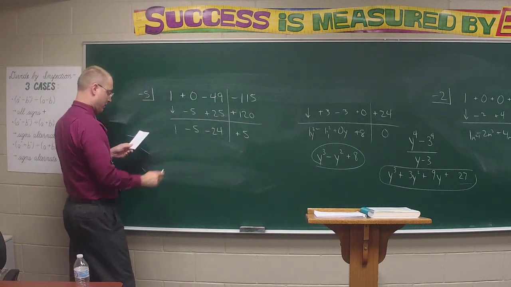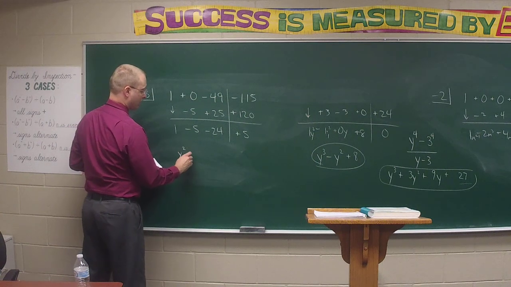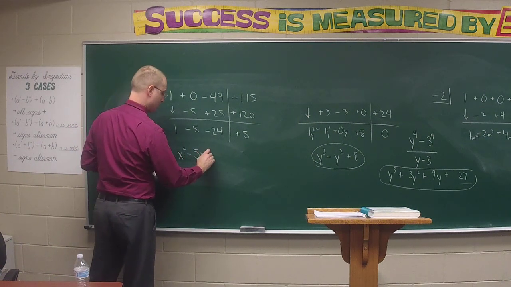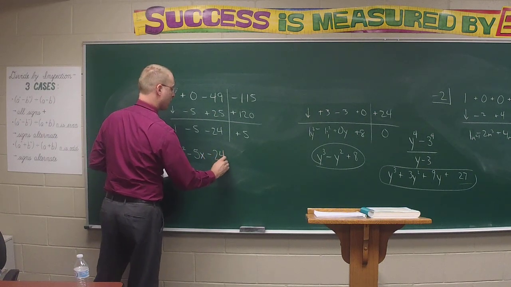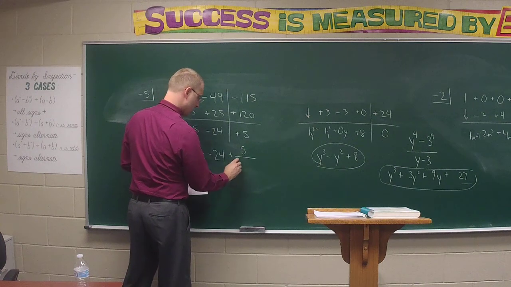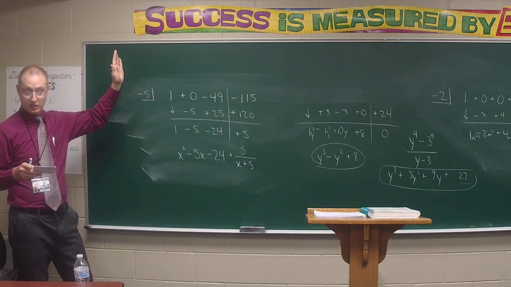How does the answer look? 1, or x squared, negative 5x, negative 24, plus 5 over x plus 5. And there we go. And how many had the same answer Genesis had on number 6?